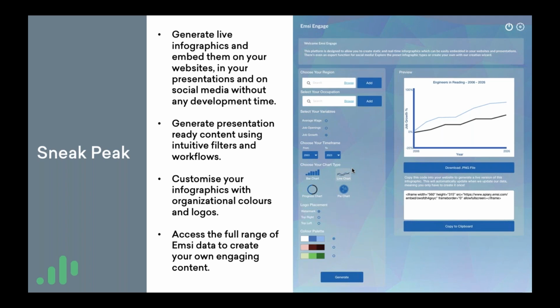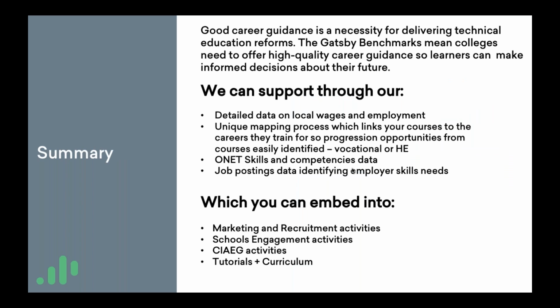So really, really exciting. So to wrap things up then, we have looked at the context behind the careers strategy, the 8 benchmarks, and the reasons why the colleges need to implement them or begin to think about implementing them ahead of the 2020 deadline. So good career guidance is a necessity for delivering technical education reforms. It ties into that wider post-16 skills plan, and the Gatsby Benchmarks basically set out that colleges need to offer high quality careers guidance for learners to be able to make quality informed decisions about their future.